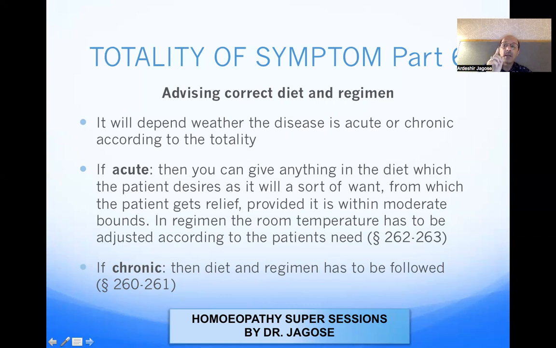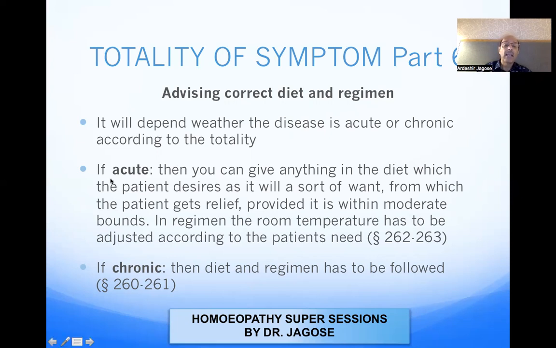but he gives one word of caution, saying that provided it is within moderate bounds. That is very important. So in acute, you can give anything in the diet which the patient desires, as it will be a sort of a want from which the patient gets relief, provided it is within moderate bounds. So why will the patient ask for certain things? Because it gives him relief. That is why he desires certain things.